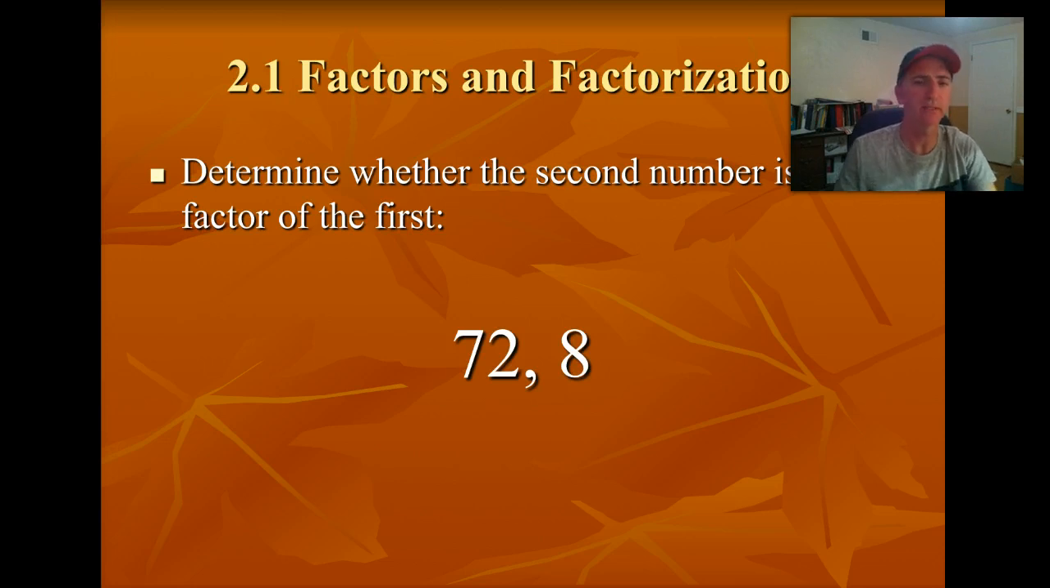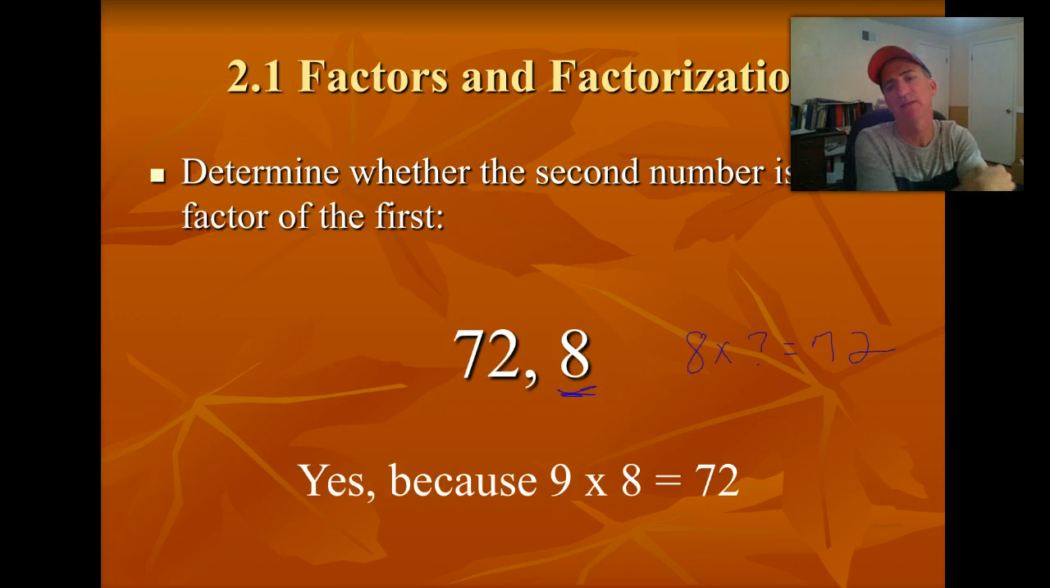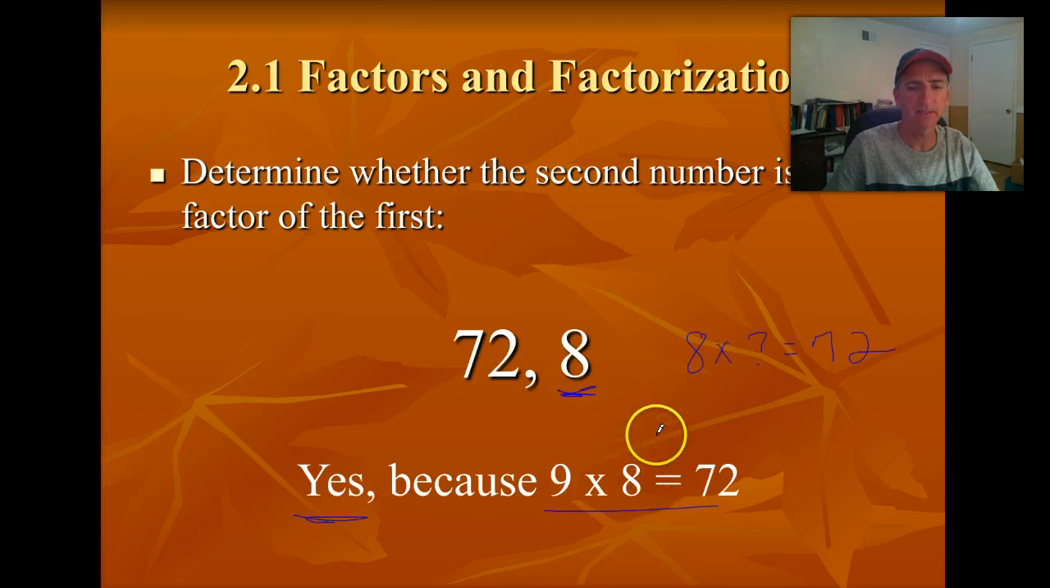And here's one that says, determine whether the second number is a factor of the first. So I'm looking at this and I'm asking myself, well, can I take 8 times something and end up with 72? That's one way to look at that question. And we can, because the answer would be 9 times 8. 9 times 8 is 72. So it goes into 72, therefore it is a factor. That is a yes answer to that. And here's why. 9 times 8 is 72, therefore 8 is a factor of 72, and so is 9.